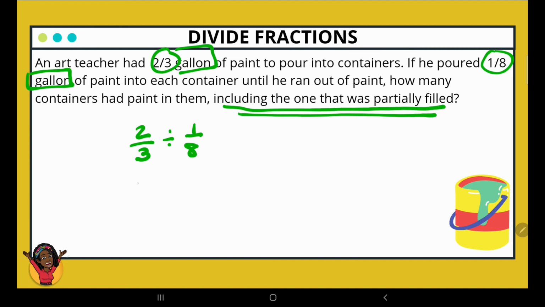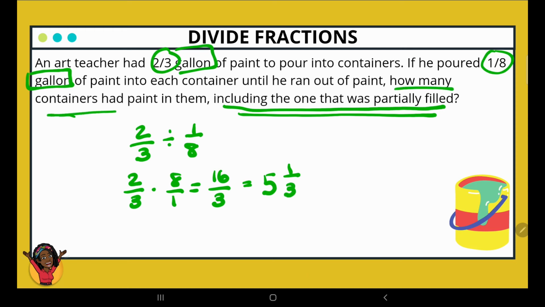Now let's go ahead and do our keep, change, flip. So 2/3 times 8/1. 2 times 8 is 16. 3 times 1 is 3. And then we can simplify this using division. 3 goes into 16 5 times with a remainder of 1/3. So now how many containers had paint in them, including the one that was partially filled? So we have 5 completely filled containers and then 1 container with only 1/3. So the answer is 6 containers.